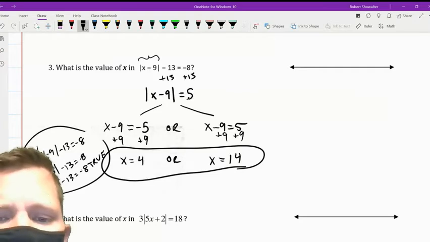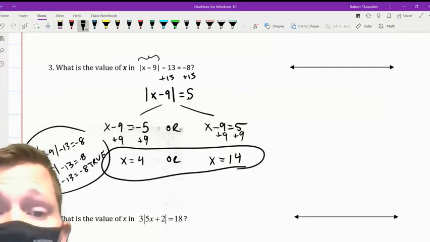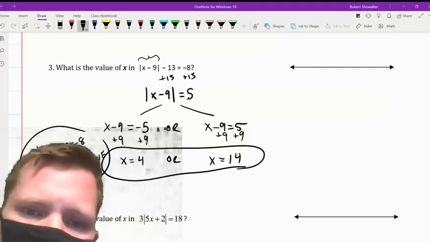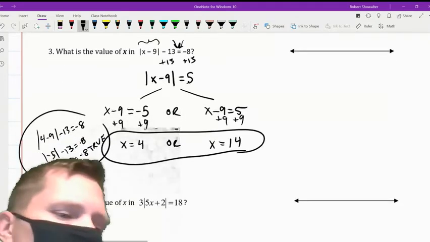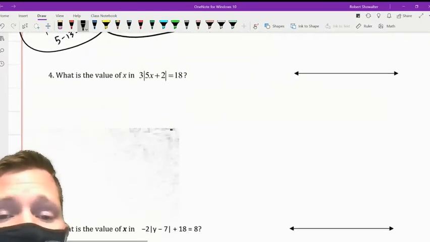Okay? We end up getting a true statement. So we have two answers for this potential situation. A little bit different when that's an inequality, but today we're just focusing on equations. Here we go on the next one.